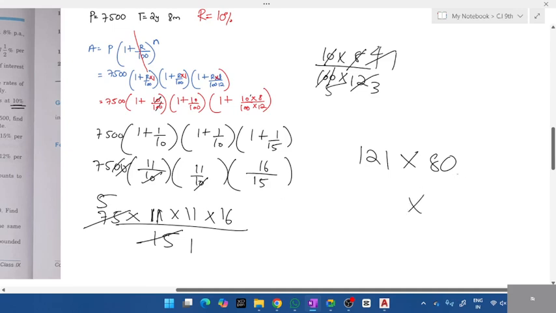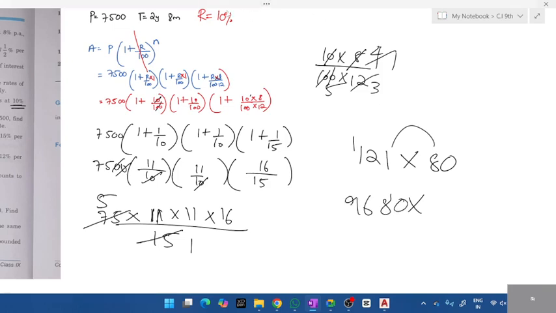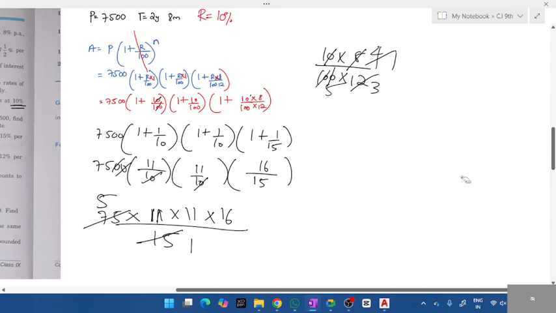11 elevens are 121. 5 into 16, 80. Take this 0 separate. Multiply 8 ones are 8. 8 twos are 16, carry 1. 8 ones are 8, 9. Along with that, 0. What's the answer? 9060? Simple. Why do you take so long to calculate? 121 into 80 is 9680.